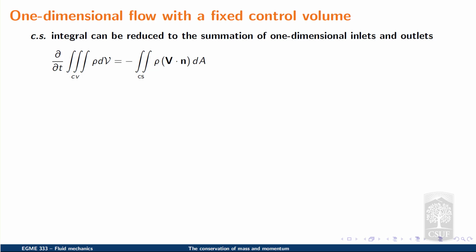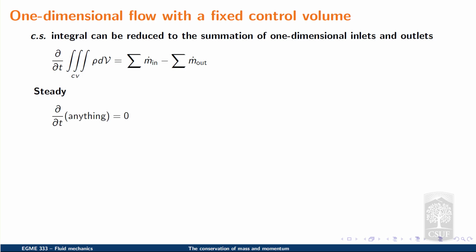So, if we go back to the general form of the conservation of mass equation, we can rewrite the control surface integral as simply being the summation of the net mass flow going into the control volume across the control surface minus the net mass flow coming out of the control volume across the control surface. We can further simplify this expression by assuming that the flow is steady. When we assume that something is steady, essentially the partial derivative of anything with respect to time is automatically set equal to 0, because that quantity becomes independent of time.